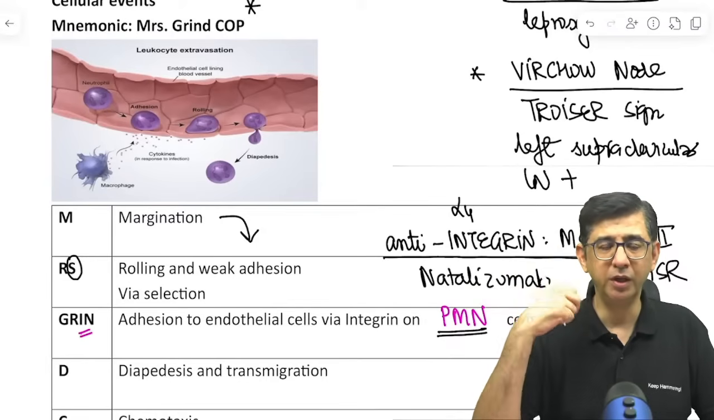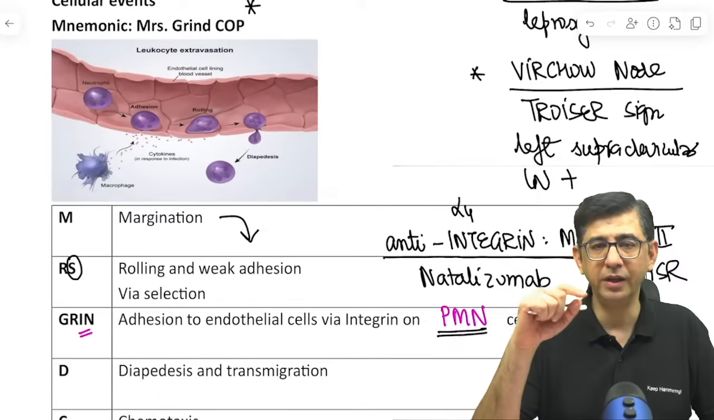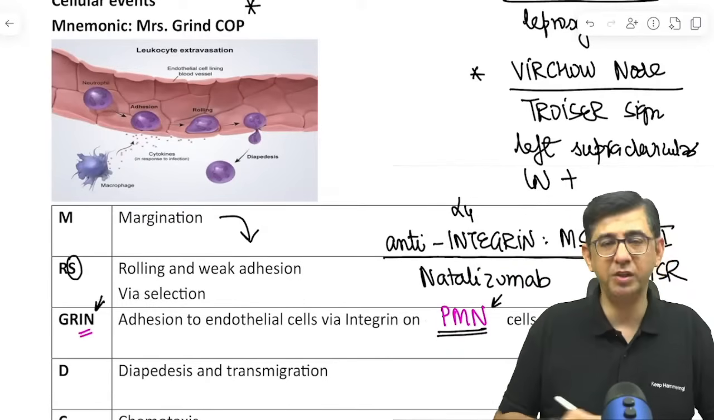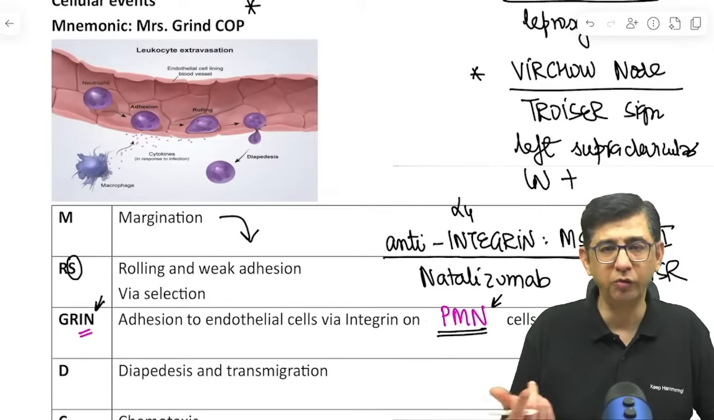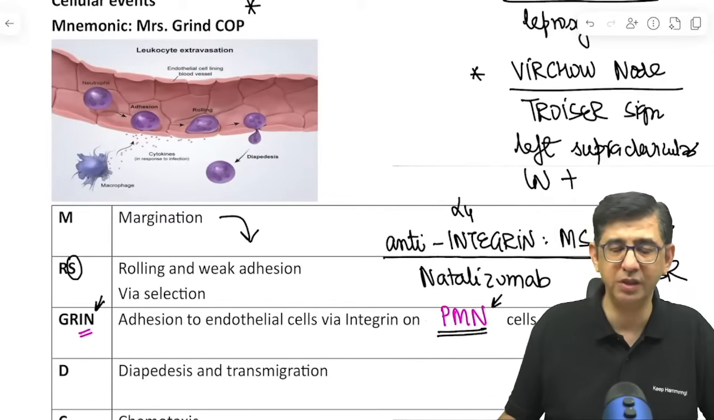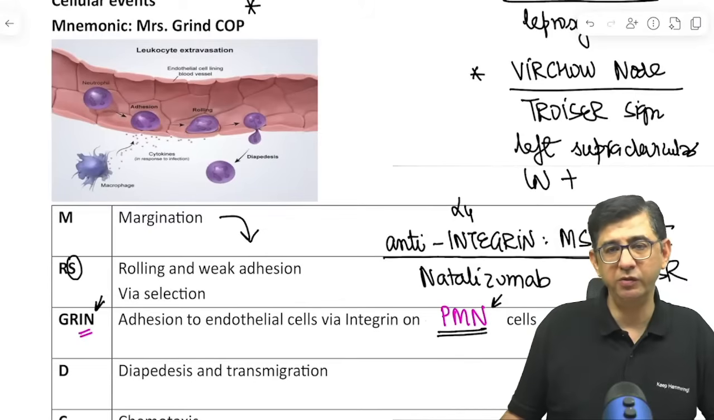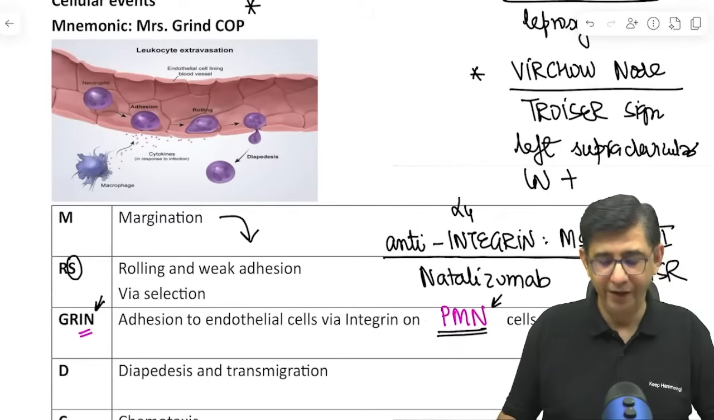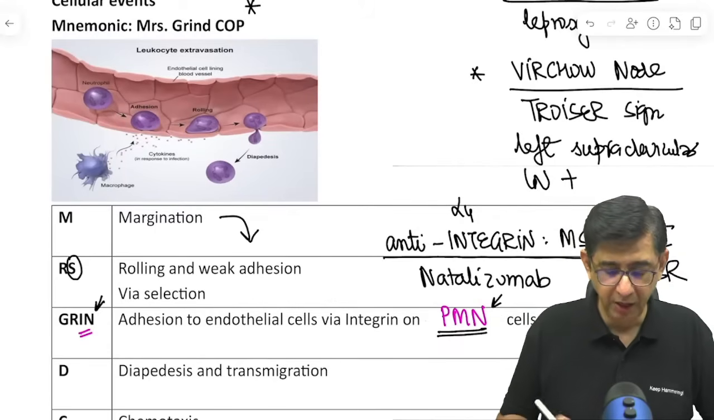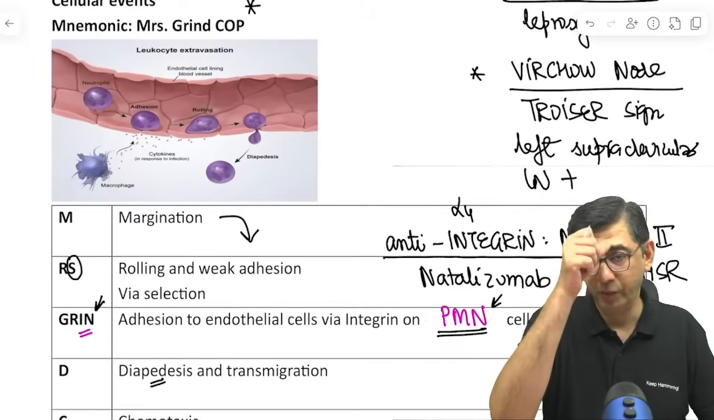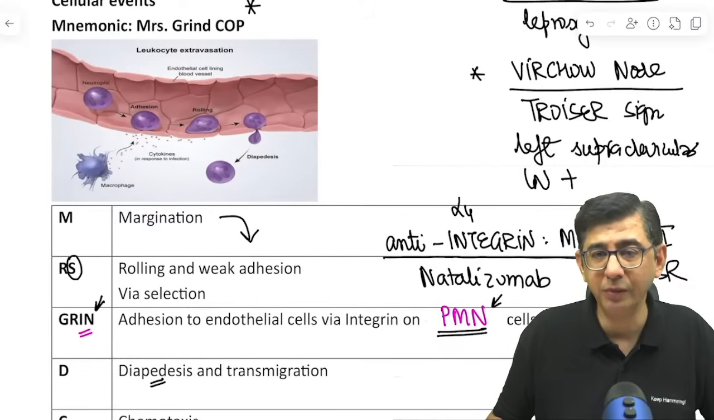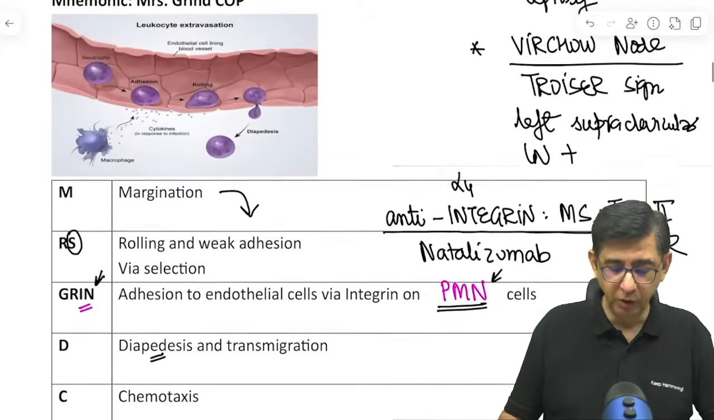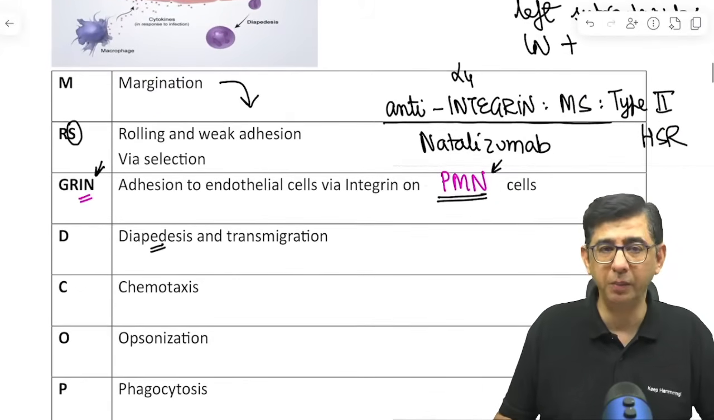One has to be remembered, so remember integrin by the N, that it is related to N, meaning polymorphonuclear cells. Integrin is present on the security system. N means a component of neutrophils, that is polymorphonuclear cells, and in contrast selectin would be present on the endothelial cells, and then it will be doing something very classical, that is diapedesis and transmigration. And there was a question on diapedesis: diapedesis is mediated via PECAM, that is CD31. I'll show you that mnemonic also subsequently, but for Mrs. Greenkop, these are a couple of steps to be remembered.